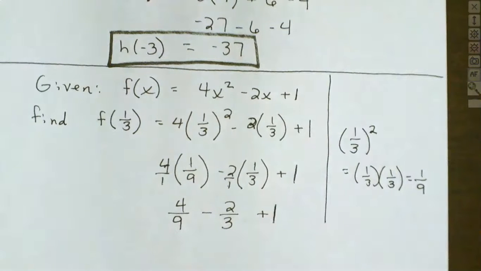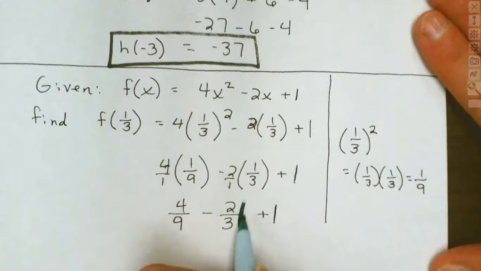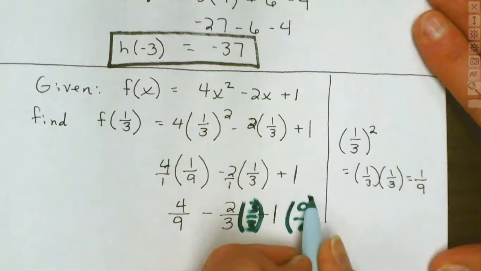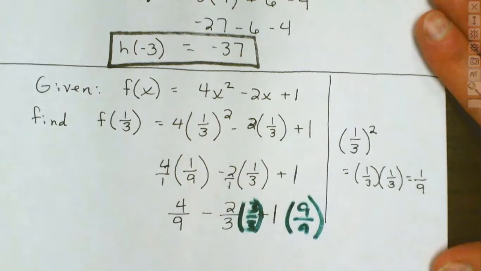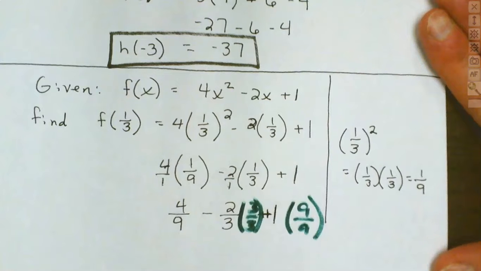Now for this problem, we don't have an equal sign, so we can't really clear out the fractions. We're just going to have to work with the fractions. So my least common denominator again is going to be a 9. So this one's going to need a 3 over 3. This one needs a 9 over 9. We can't clear them out because we don't have a left-hand side to work with. So we have to use common denominators here. That way we can just put them together.